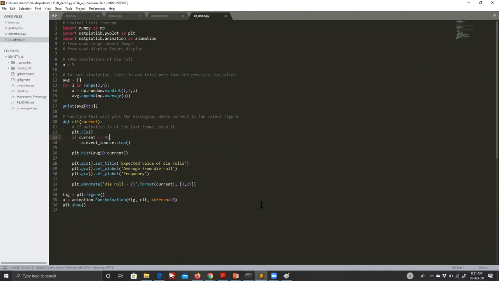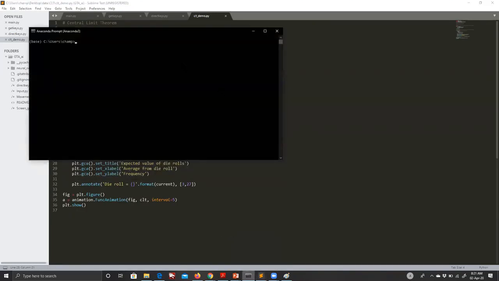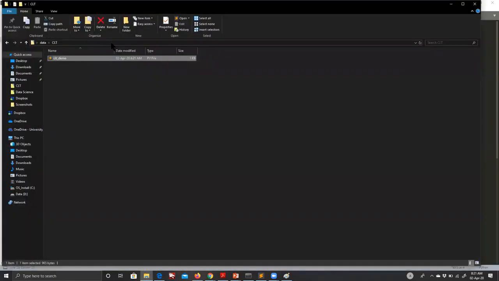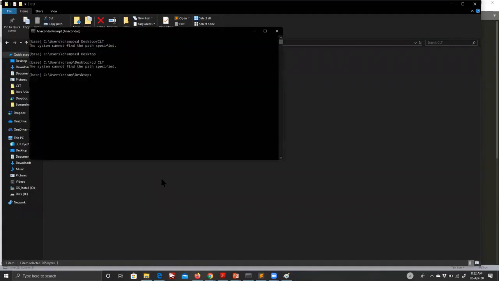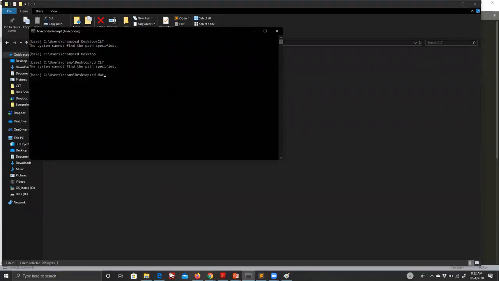Now the problem is this code doesn't run on Google Colab correctly. The animation part just doesn't occur. So what I have to do is run it in my own environment. So let's just do this here. CD CLT. Weird. Where is it going? One sec, let me look at it. My path is data, sorry. CD data.